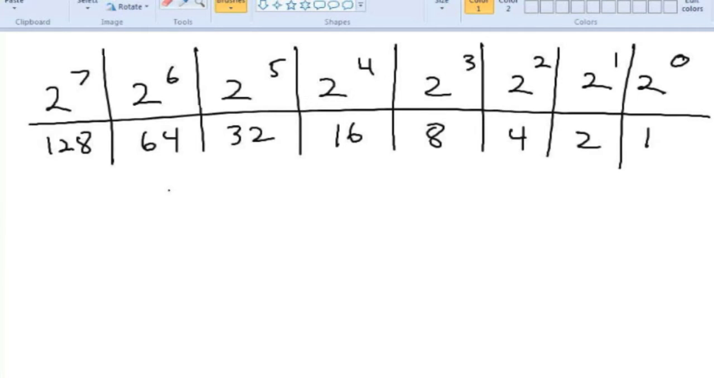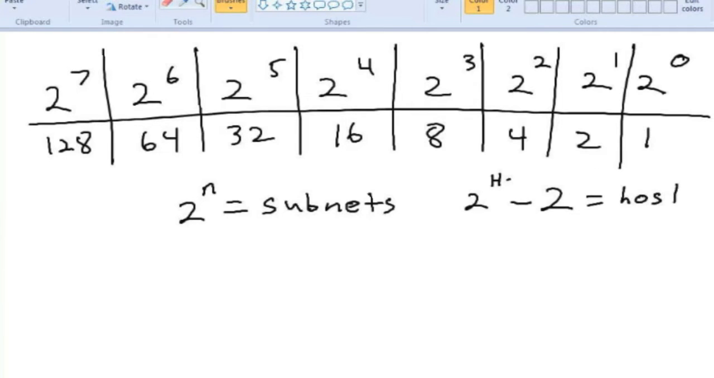And remember now, we've got a couple of formulas. 2 raised to the n equals the subnets that we can create. And 2 raised to the h minus 2 is equal to the number of hosts we can have. And it's fine if you write all that on your scratch paper.